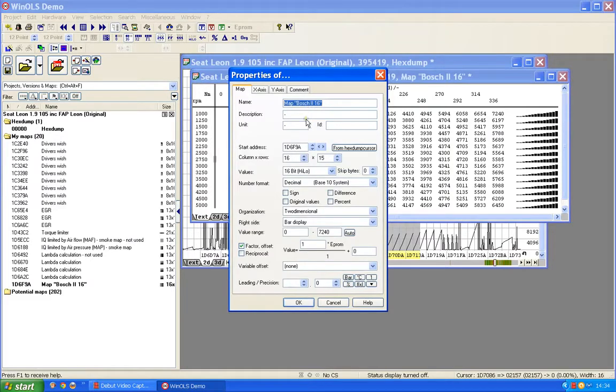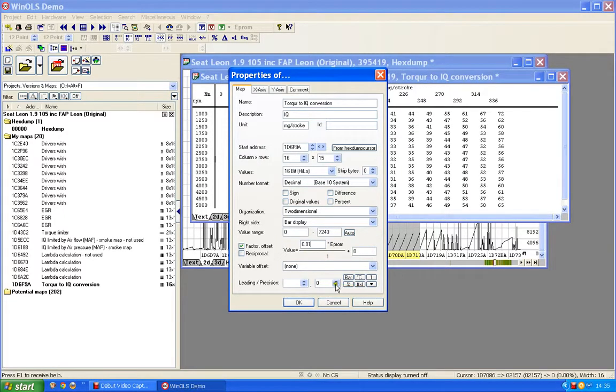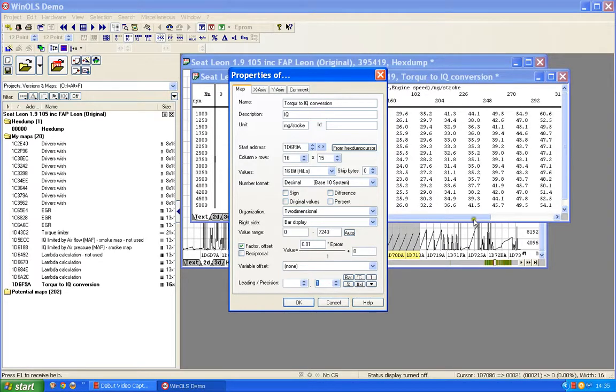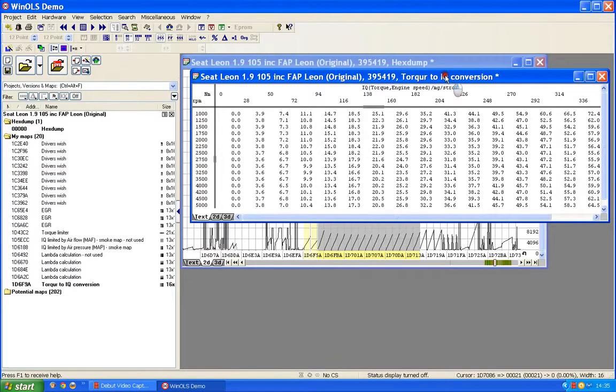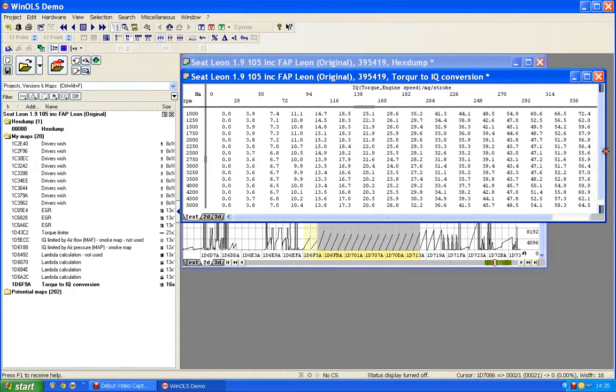Assuming that it is, if I put as a title for the map torque to injection quantity conversion, something like that, and the description is, well, it will be injection quantity. I'm just using IQ. I'm assuming that what we'll get is a figure in milligrams per stroke, and for that we normally use 0.01, which would seem a reasonable guess, and I'll go for one place after the decimal point. That's usually good enough for this sort of thing, so I'll say OK. Let's just stretch that out a little bit, move that over a little bit so we can have a good look at the figures, see if we think they're reasonable.